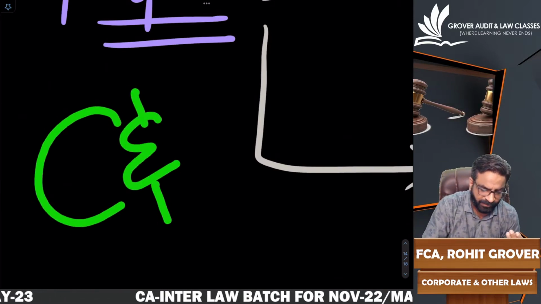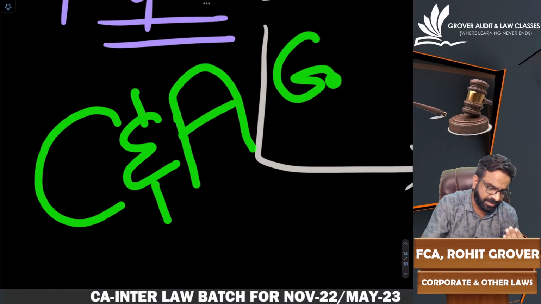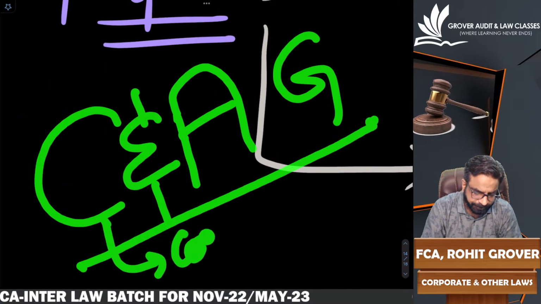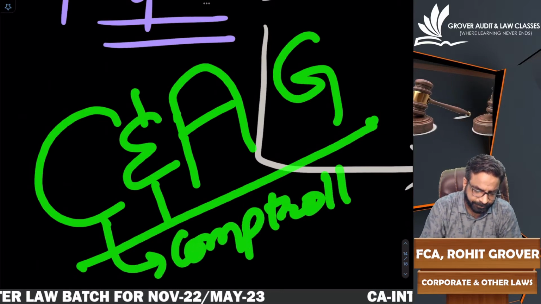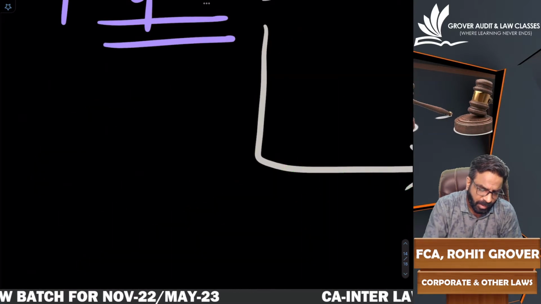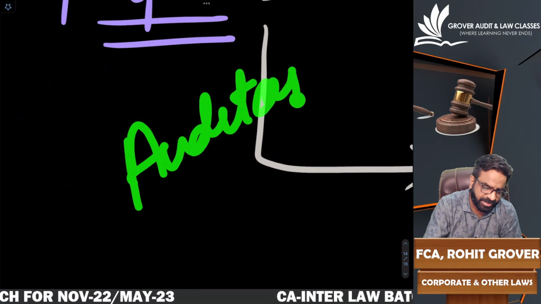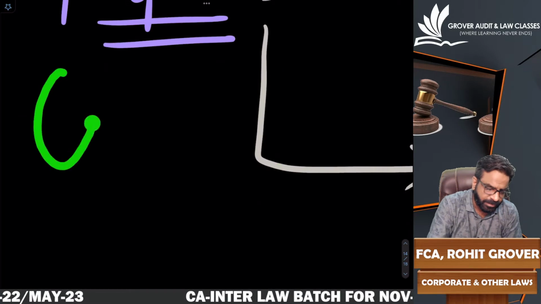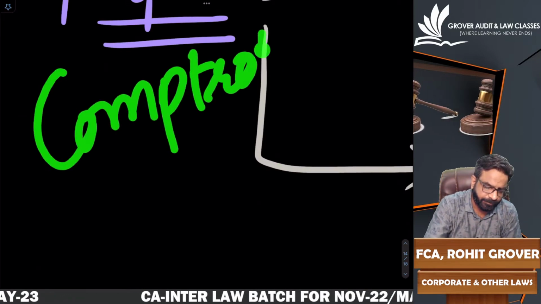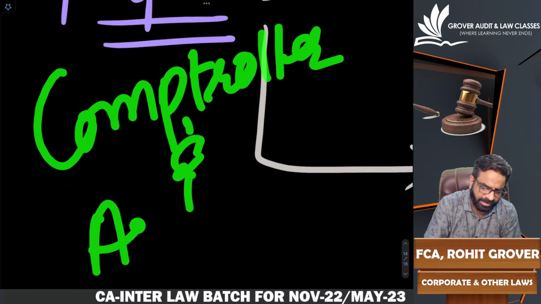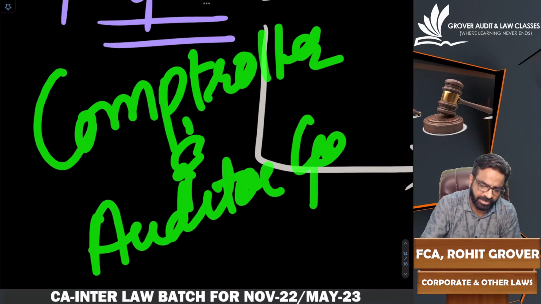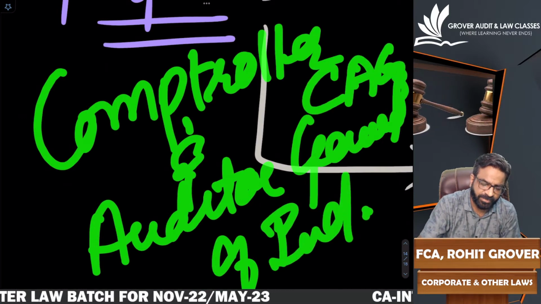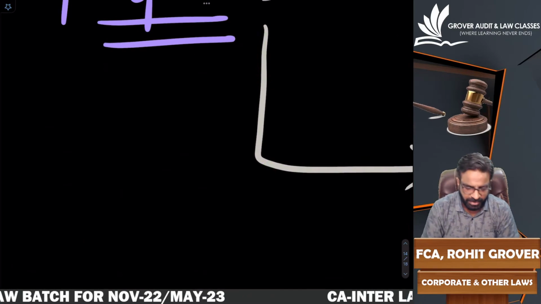The audit of central government authorities is done by the C and AG. What is the full form? Comptroller and Auditor General of India. Read the full form, Amma. What is the full form? Comptroller and Auditor General of India. We call it as CAG. What do we call it as? CAG. Now, listen to this, Amma.